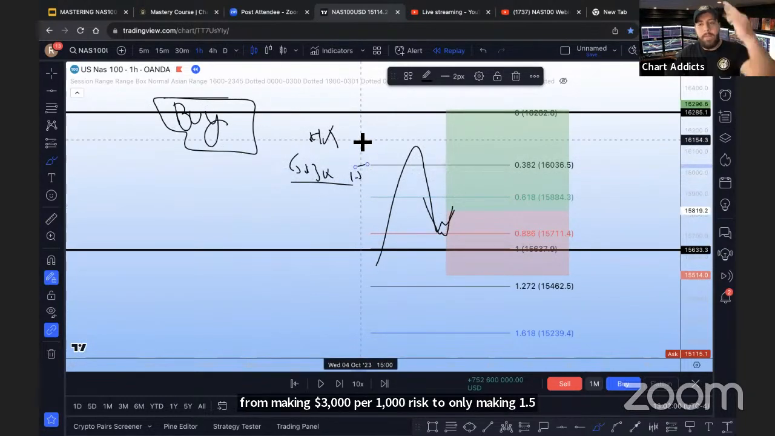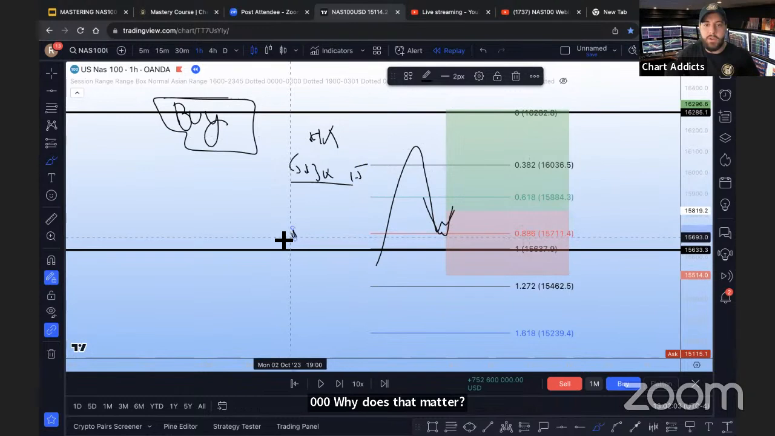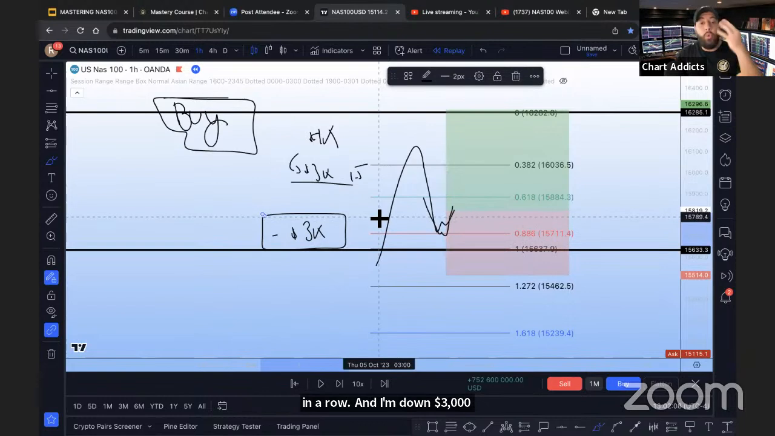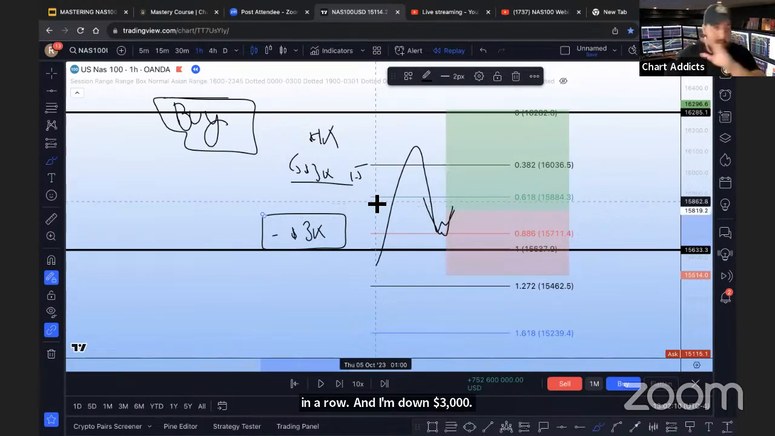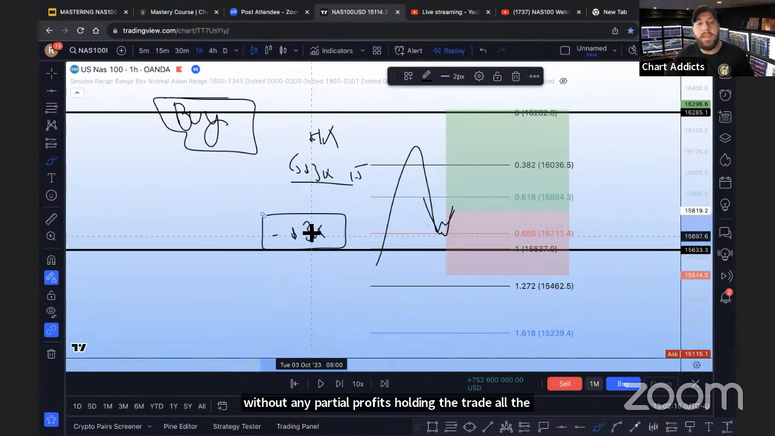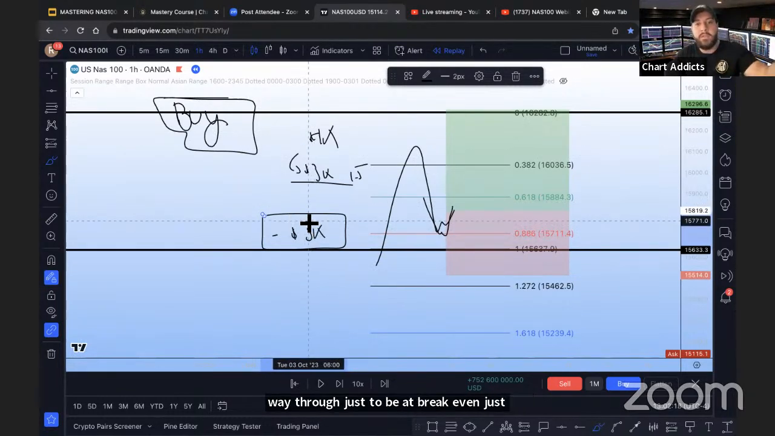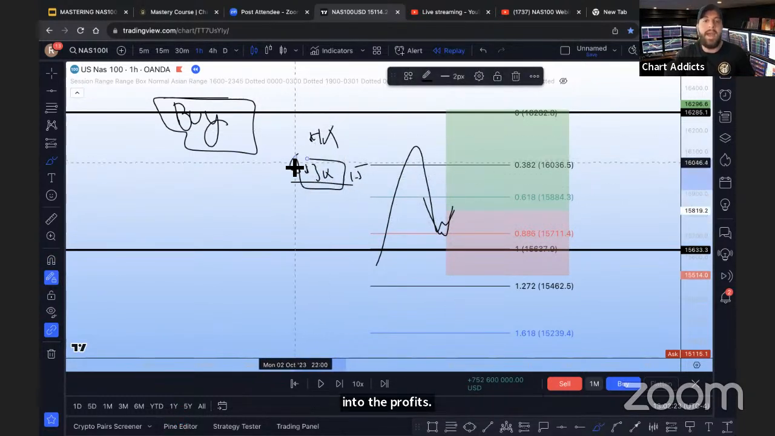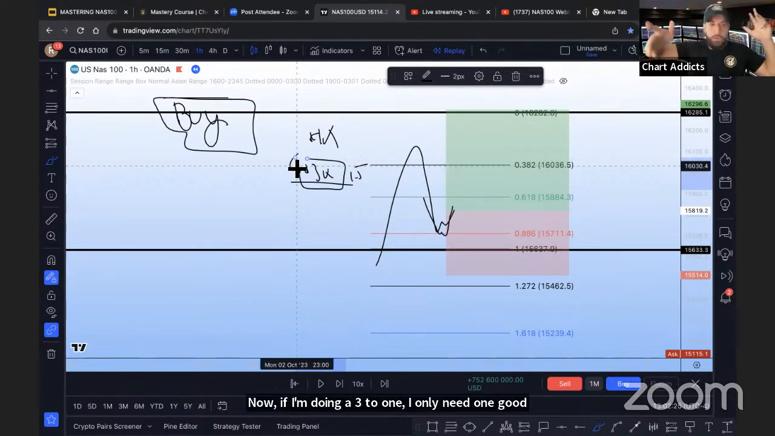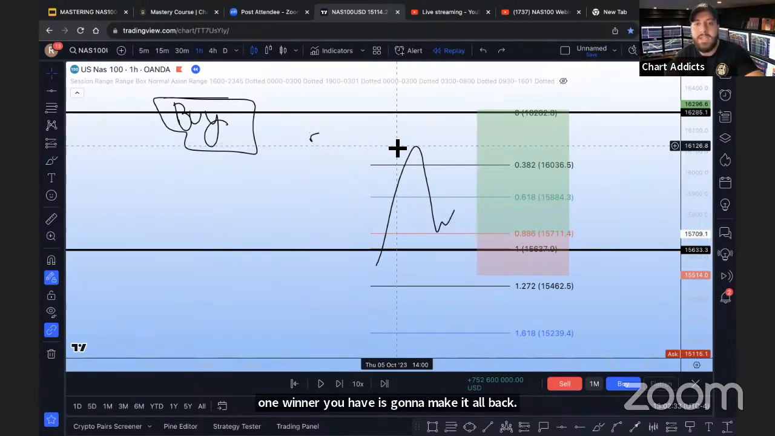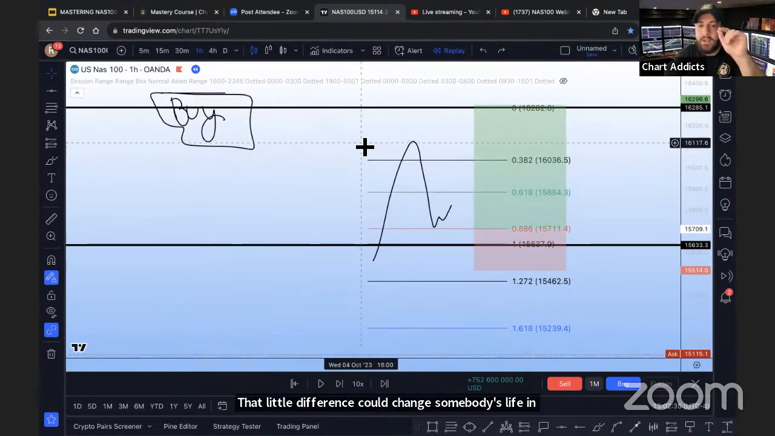Why does that matter? Imagine I go into a losing streak where I lose 3 trades in a row and I'm down $3,000. I now have to win 3 in a row without any mistakes, without any partial profits, holding the trade all the way through just to be at break even, just to get back into the profits. Now, if I'm doing a 3 to 1, I only need one good winner to get back in the game at any given time. You have 2 losers in a row, 3 losers in a row. Okay, the one winner you have is going to make it all back. That little difference could change somebody's life in here today. Just not hesitating on the entry.